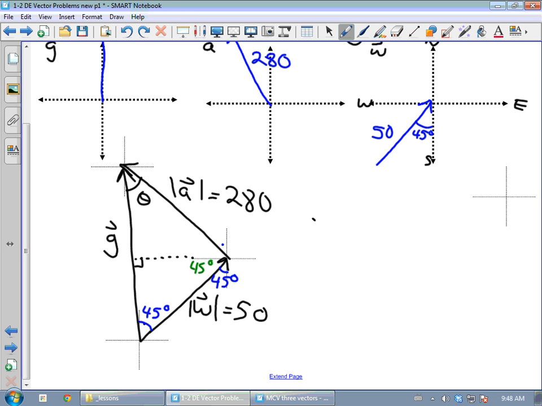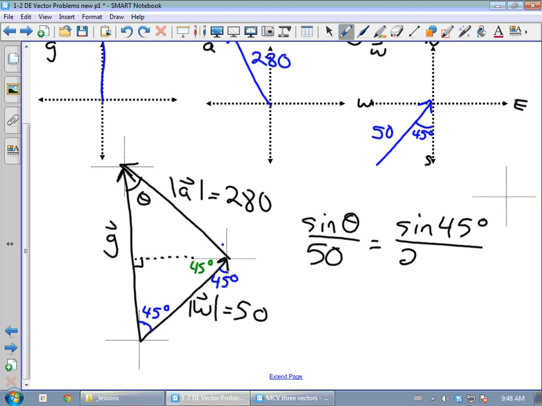So I know that sine theta over the opposite side, which is 50, is going to be sine 45, that angle that I've got inside the triangle, divided by the magnitude of the opposite side, which is going to be 280. So I can punch that into my calculator, take the inverse sine, and I get that theta is 7.25 degrees.